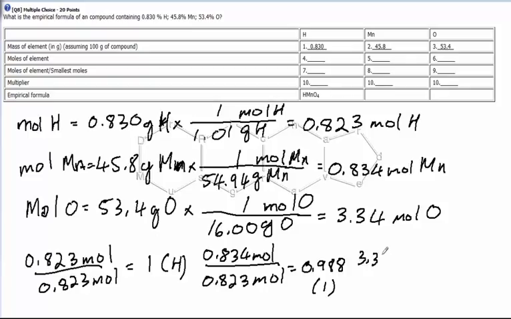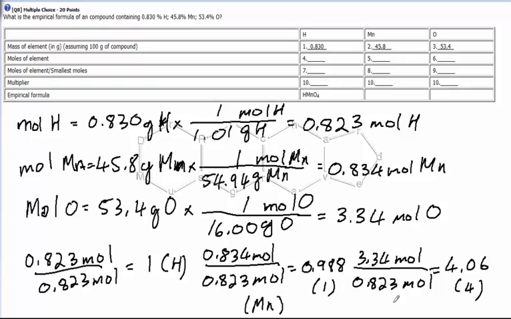And then we've got the 3.34 moles of oxygen divided by 0.823 moles. And that's going to pan out to be 4.06. And that's going to end up rounding to 4 as well. So you can see that this would be for the manganese, and this is for the oxygen. So you can see that we're going to end up getting a ratio of H to Mn to O of 1 to 1 to 4. And since these are very close to whole numbers, the multiplier in each instance will just be 1, which will end up giving us our empirical formula of HMnO4.